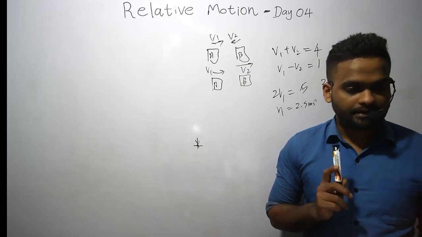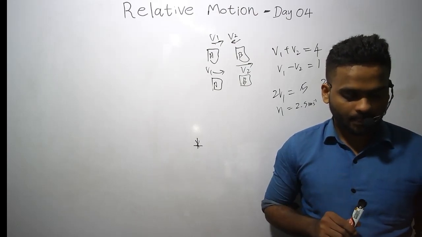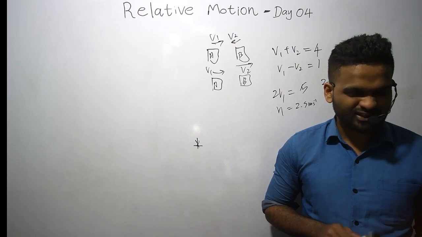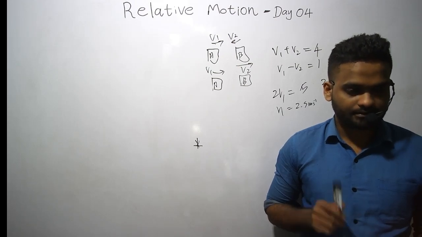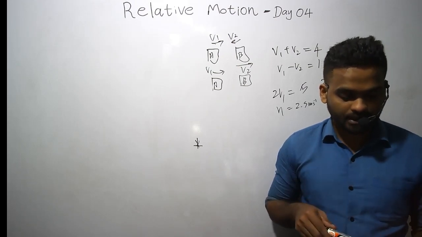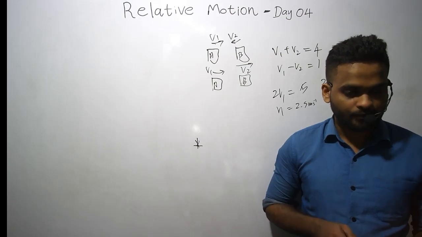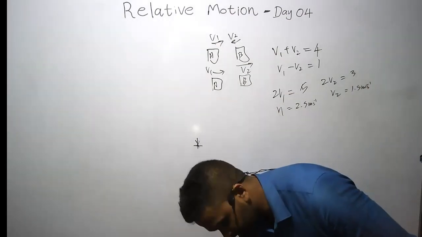Then there's another type. Before moving to that, you can just try this. Try that, and if you can send me the answer, I'll explain that. Fifth question. Try that.